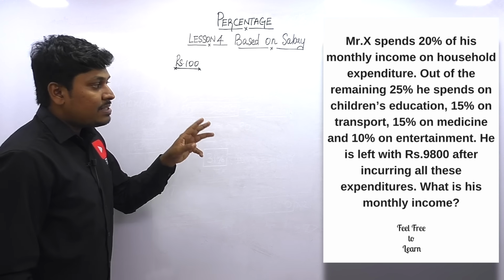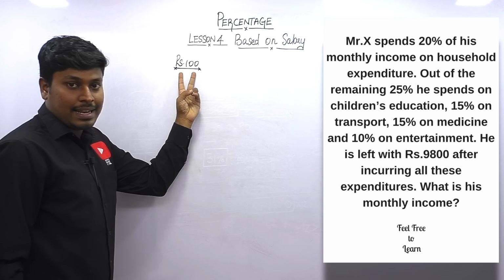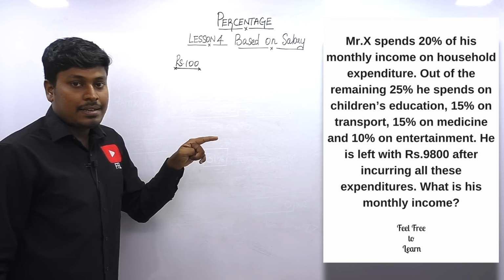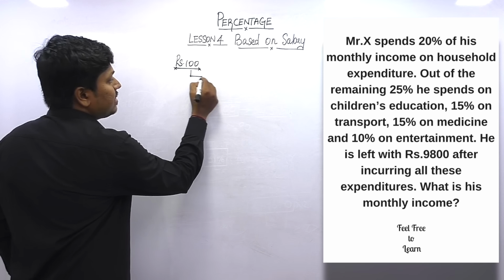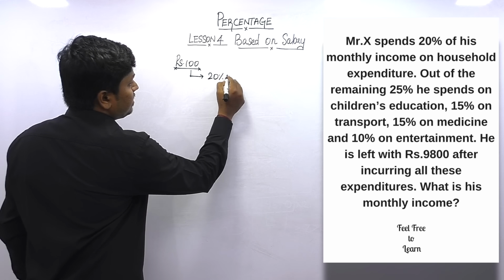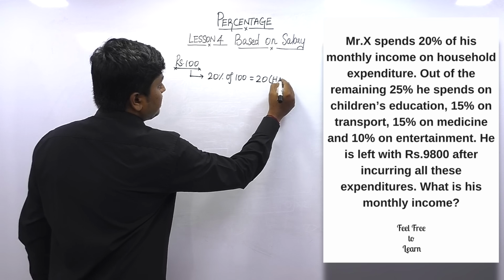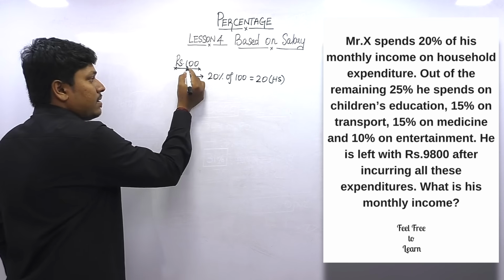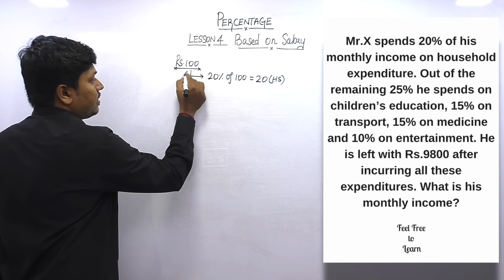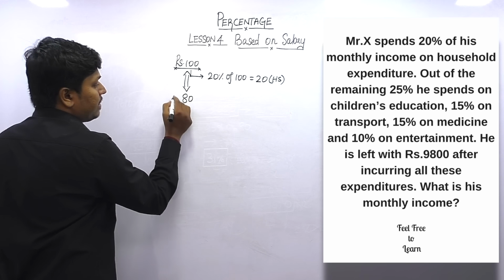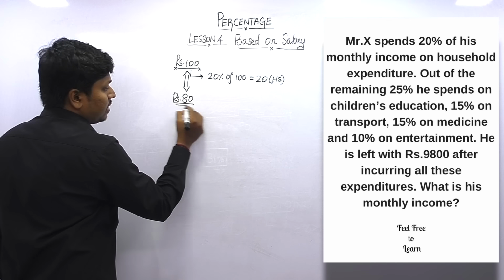Listen here, initially from Mr. X's salary, he is spending 20% on household. So what is 20% of 100? 20% of 100 is 20. So 20 rupees he is spending on household. So 100 minus 20 will be 80. So the remaining amount he has is rupees 80. Friends, got it? Got the logic?